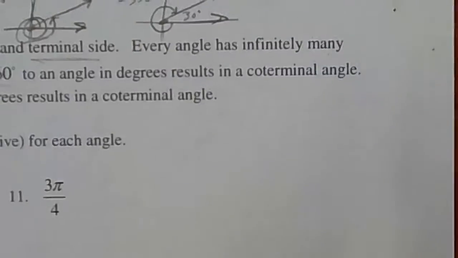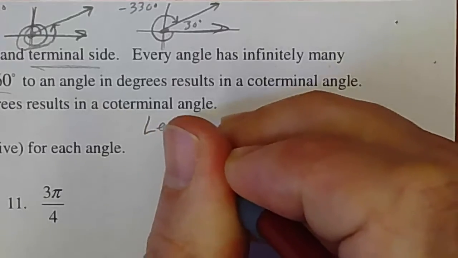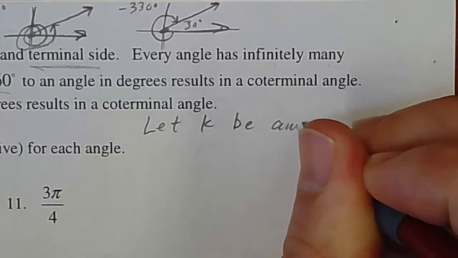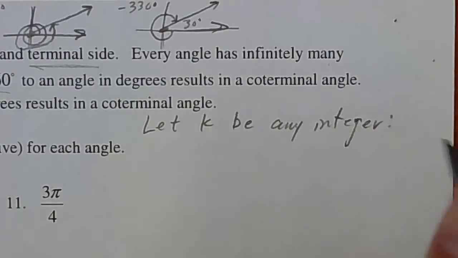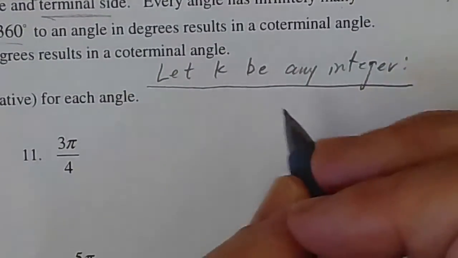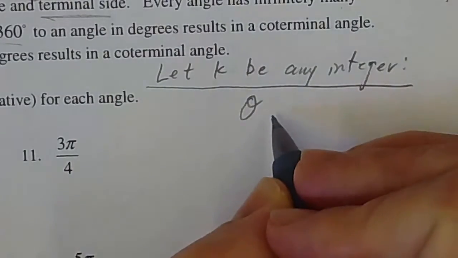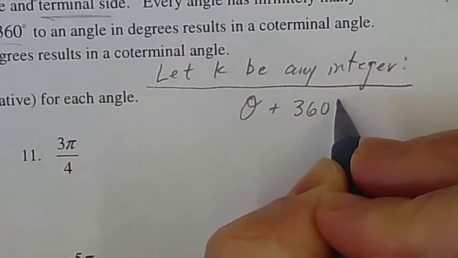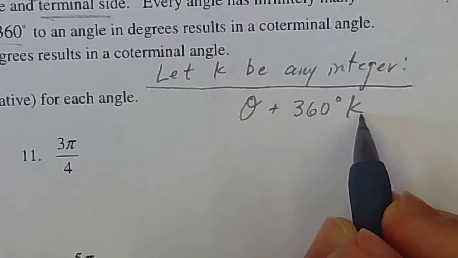Okay, so to summarize this, write this part down. Let k be any integer, and this is kind of our format for finding coterminal angles. We'll take the angle we're starting with, theta. So that was like 30 degrees in my examples. And we add to that 360 degrees times k, where k can be a positive whole number or a negative.